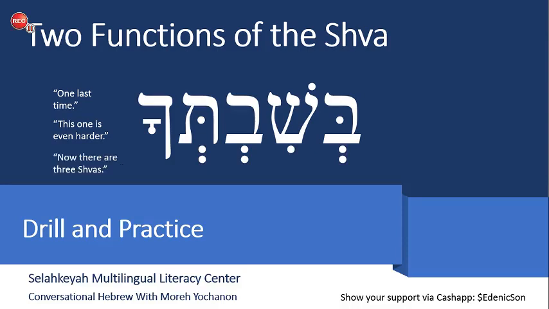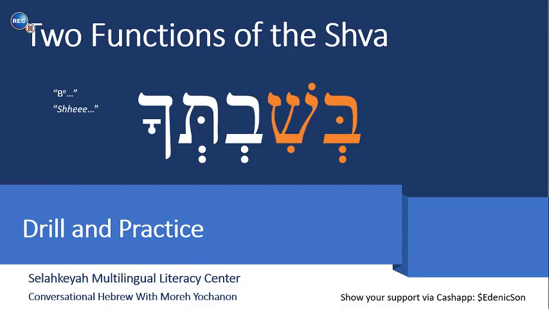Now there are 3 shvas. You guys think you can do it? Let's take it step by step. Here we have be, shiv, te, ha. Let's try that again. Be, shiv, te, ha. Be, Shiv, Tika.